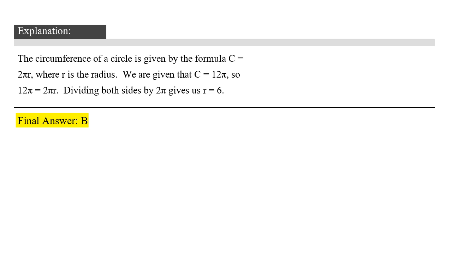The circumference of a circle is given by the formula C equals 2 pi r, where r is the radius. We are given that C equals 12 pi, so 12 pi equals 2 pi r. Dividing both sides by 2 pi gives us r equals 6.